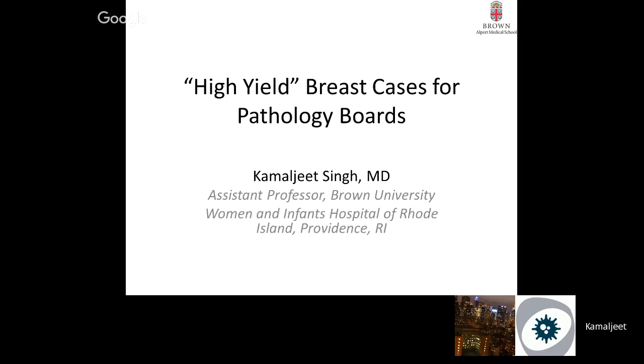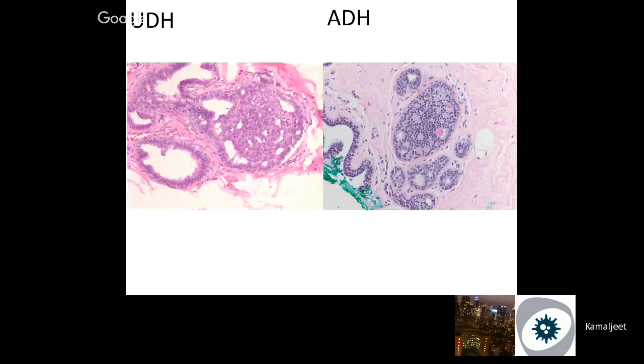So let's get started. First, I think this is a very common theme. You see it in breast every time: UDH versus ADH. UDH is usual type ductal hyperplasia, and ADH is atypical ductal hyperplasia. It seems easy, but actually the kappa score, the inter-observer agreement on identifying ADH, is very low. It's 0.18.